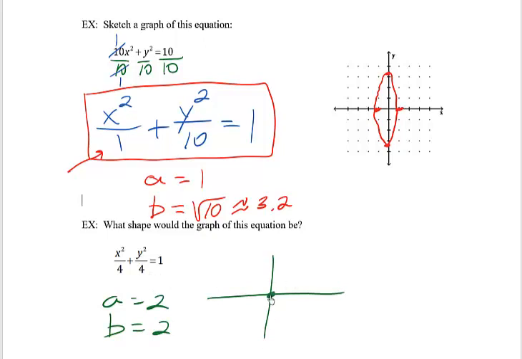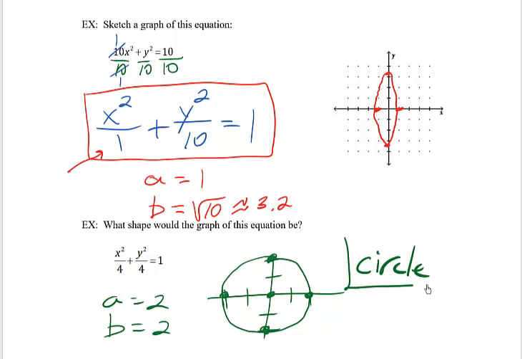We know these things are centered at 0, 0. The x-intercepts would be plus or minus 2. The y-intercepts would be plus or minus 2. But when you go to connect the dots, you realize, wait a minute, I'm not going to have a horizontal ellipse or a vertical ellipse here. I'm going to have a circle because I went out the same distance in all 4 directions. So that's the answer to the problem. The lesson here in this example is that if the denominators match, then you're not really looking at an ellipse, you're looking at a circle.